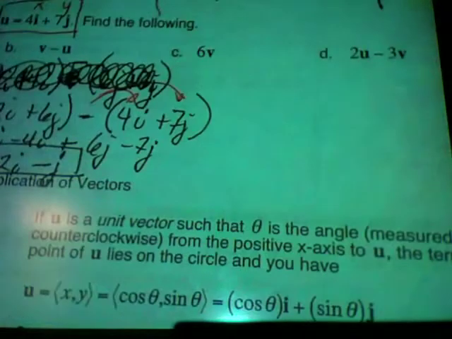What are you going to do for 6v? Yeah, take v and multiply the i term and the j term by 6. So what's 2i times 6? 12i. And then what's 6j times 6? Plus 36j.